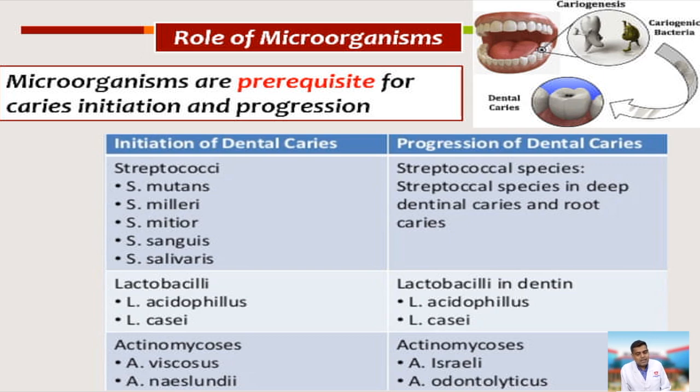And for root caries, actinomyces is the bacteria responsible. The species include Actinomyces viscosus and Actinomyces naeslundii. And for the progression of dental caries, similarly to initiation, you have streptococcal species, which are present in deep dental caries and also in root caries. In dentine, you have Lactobacillus species, and in root caries, you have Actinomyces species, which include Actinomyces israelii and Odontolyticus.